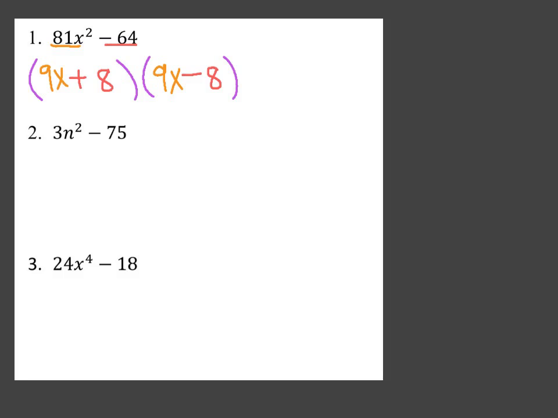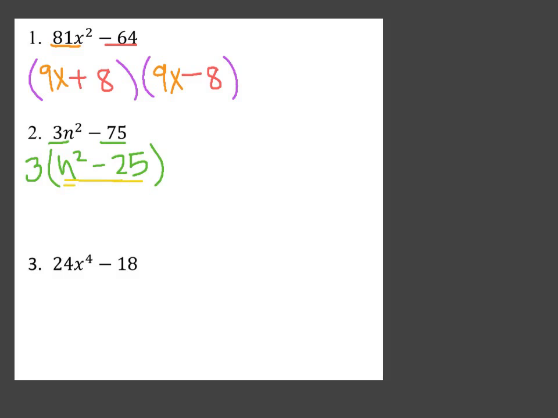Number 2. First, we have to try GCF. So I'm looking at the numbers 3 and the number 75 and seeing if they both can be divided by the same thing. Well, they both can be divided by 3. So I put 3 in the front, and now I have to fill in my parentheses using everything else. So that would be n squared minus 25. Now, for this particular problem, I can use difference of squares on what's inside of my parentheses.